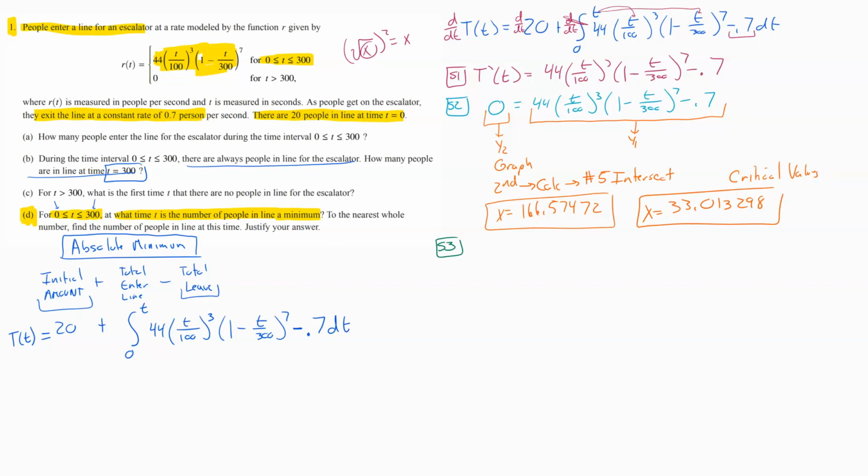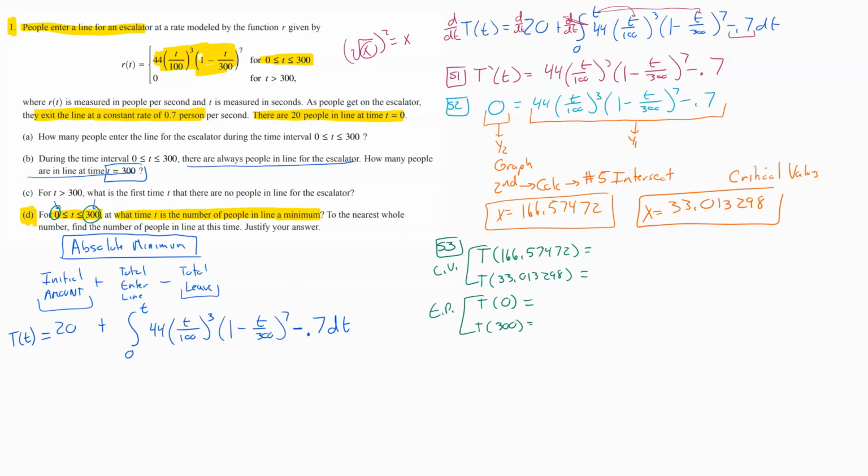So step 3 of the process is we are going to plug in all of our critical values and the endpoints of our interval. So the endpoints of our interval are 0 and 300. So we're going to go t of 166.57472. We'll get a value out for that. We're going to do t of 33.013298. We'll get a value out for that. We're going to do t of 0, that's our endpoint, and we're going to do t of 300, that's our other endpoint. So these two are our critical values. These are the endpoints of our interval.